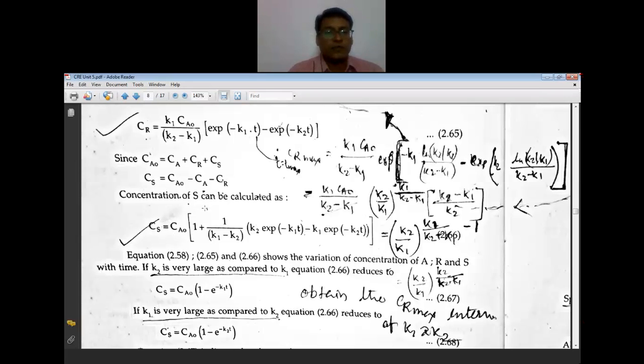So after simplification, we will get Cs as Ca0 into 1 minus e raised to minus K1 t. This is the condition if K2 is very large as compared to K1. So K1 is the deciding factor because K2 is very large. And if K1 is very large as compared to K2, then your Cs is equal to Ca0 into 1 minus e raised to minus K2 t. You can simplify this for these two conditions.